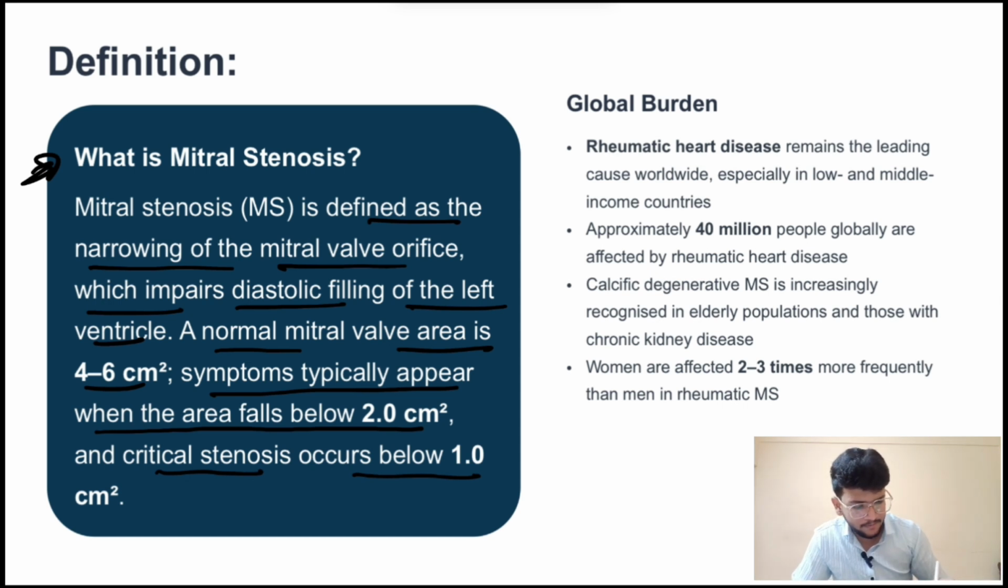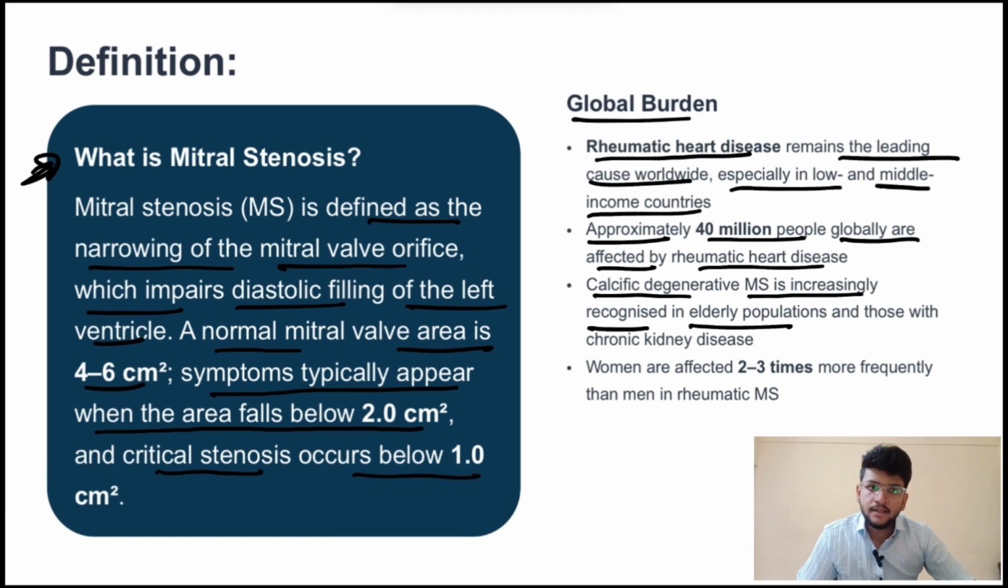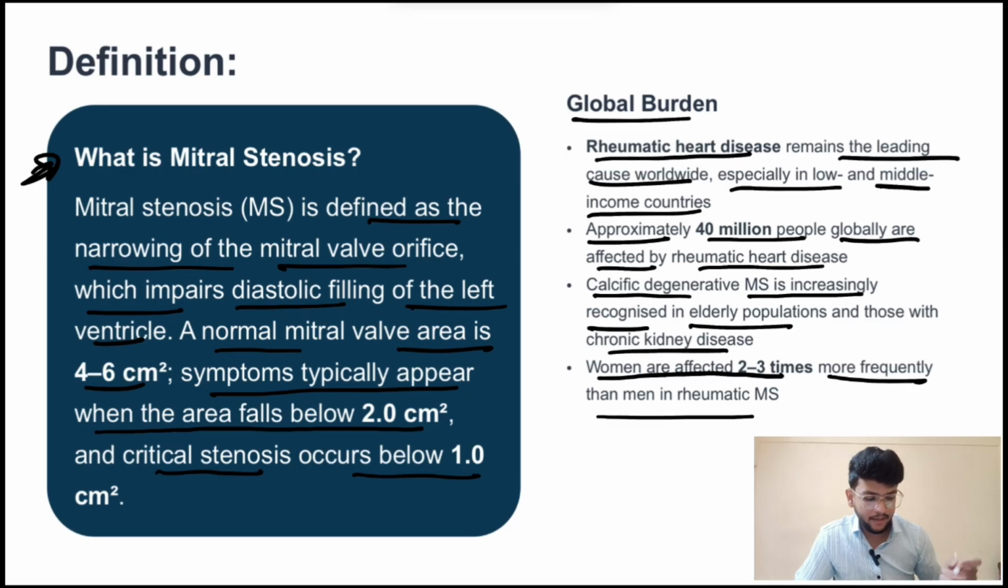It is a global burden. Rheumatic heart disease remains the leading cause worldwide, especially in low and middle income countries. Approximately 40 million people globally are affected by rheumatic heart disease. The most common etiology of mitral stenosis is rheumatic heart disease. Calcific degenerative mitral stenosis is increasingly recognized in the elderly population and those with CKD, that is chronic kidney disease, and women are affected 2 to 3 times more frequently than men in rheumatic mitral stenosis.